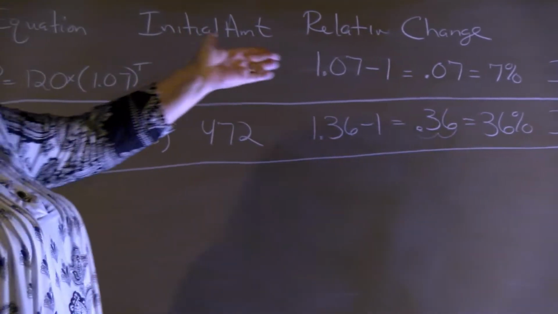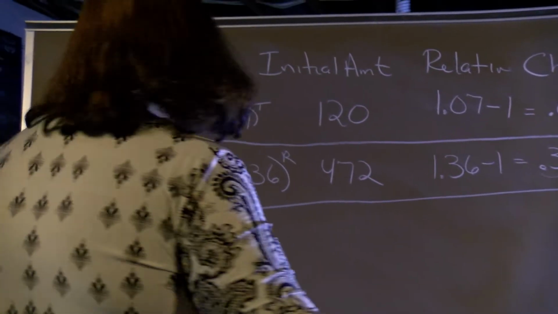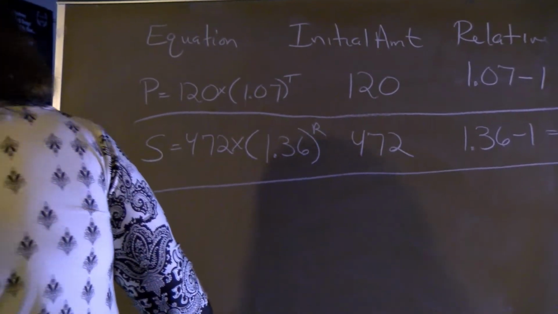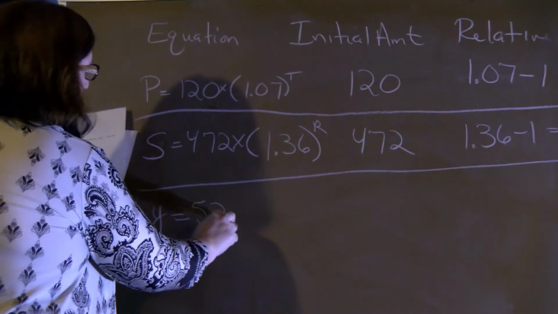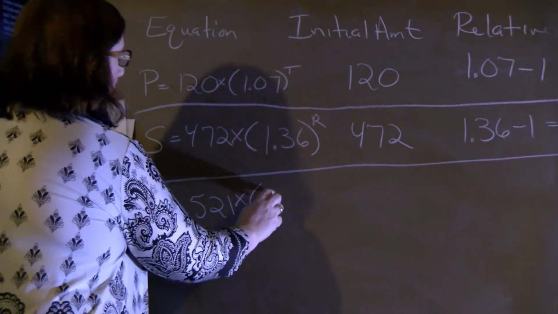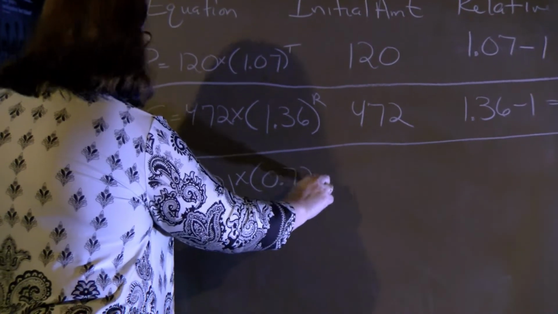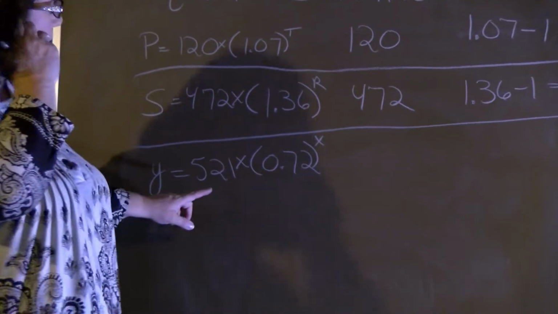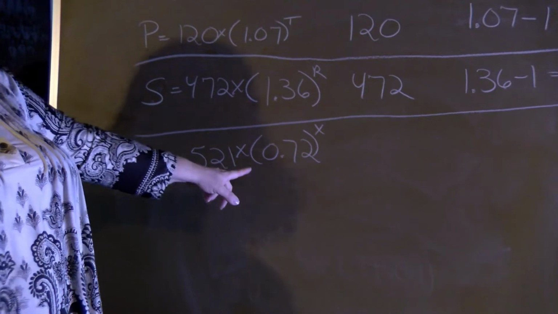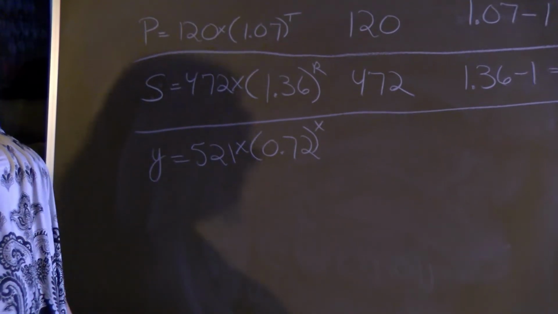Try another one, because of course these are all increases. We need to have some decreases in there. So if we have y equals 521 times 72 hundredths to the x.